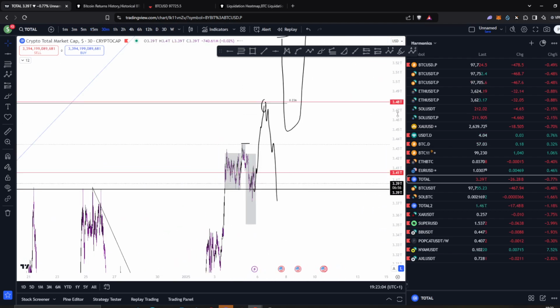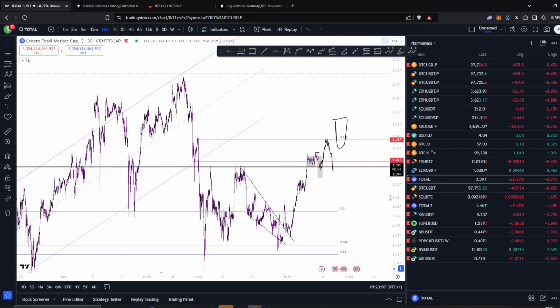This is also a higher time frame confluence zone, where you have your 2.36 on the higher time frames from this previous high.